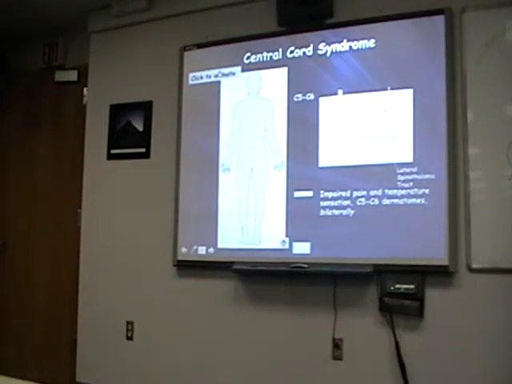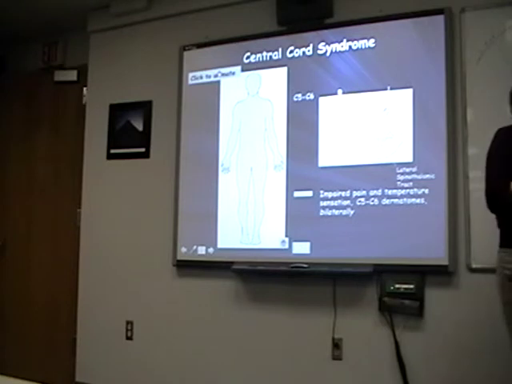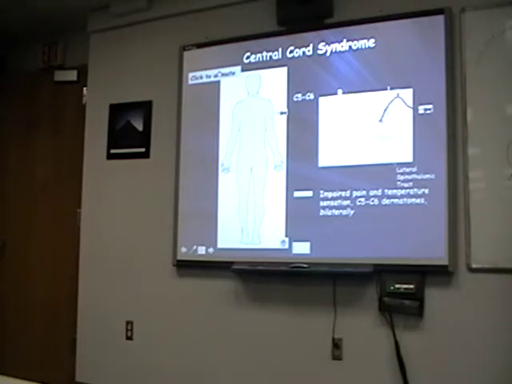So here's early central cord syndrome. Again, we're getting those fibers just around the central canal. So pain and temperature is not going to be able to get to those bilateral regions. They call this a cape-like distribution of sensory loss because it's like you're wearing a cape.